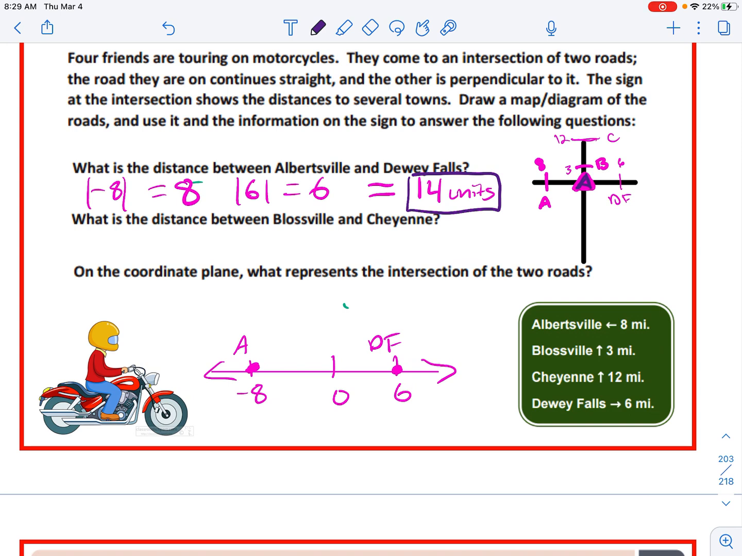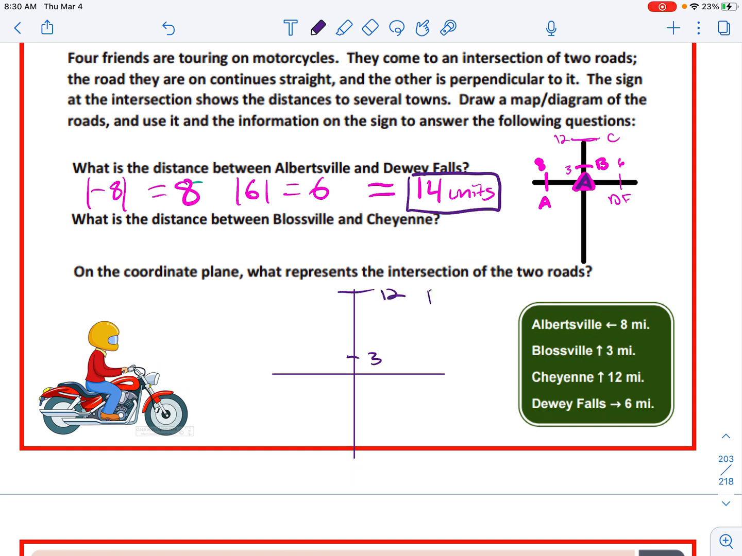So now it's asking, what is the distance between Blossville and Cheyenne? Well, they are both positive and above 0. Cheyenne is at 12, Blossville is at 3. Since they are on the same side of 0, they're both positive, all we can do is subtract. So we get 12 minus 3, that equals 9. The distance is 9 units.